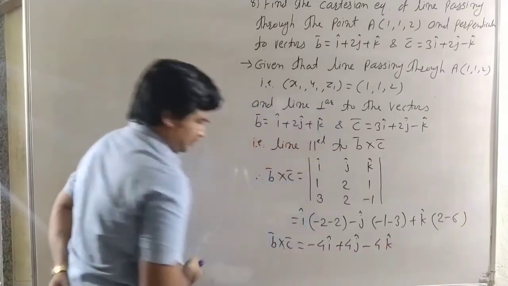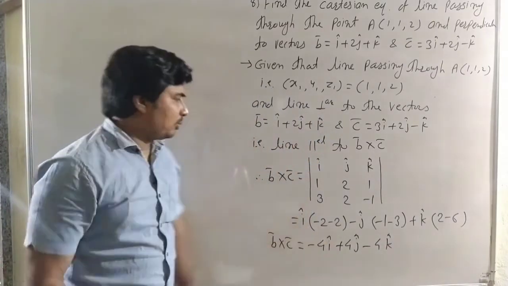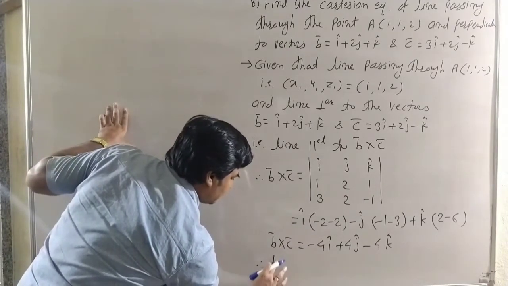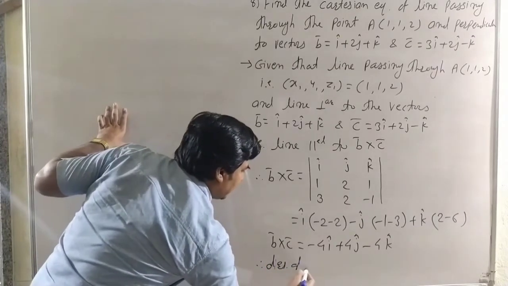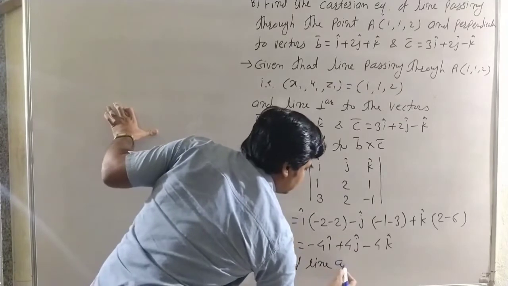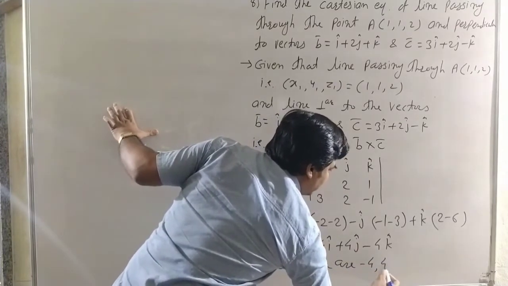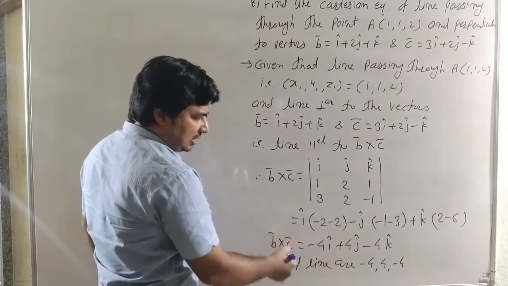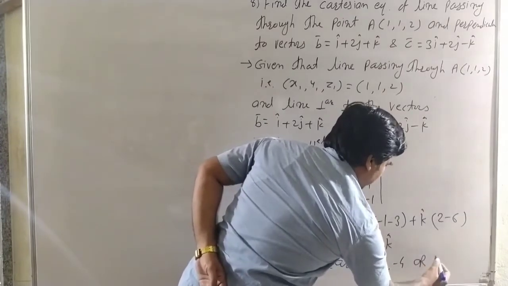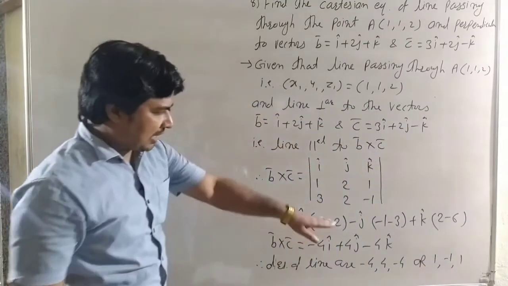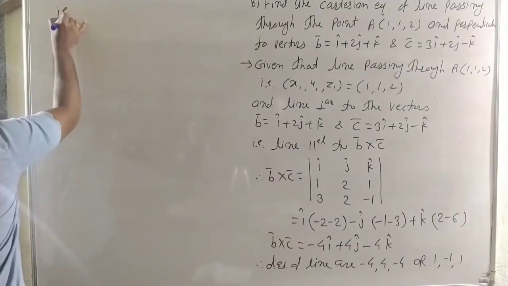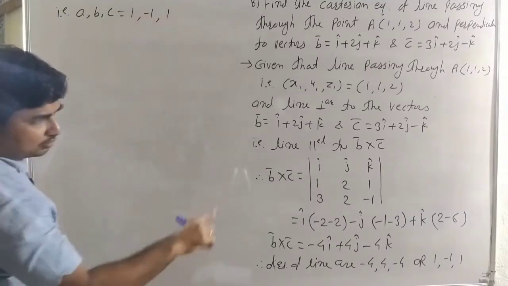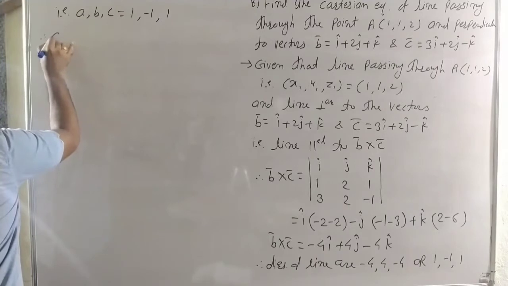Here is the B bar cross C bar vector. Therefore, the direction ratios of the line are minus 4, 4, minus 4. Taking minus 4 common, the direction ratios A, B and C of the line are 1, minus 1, 1.